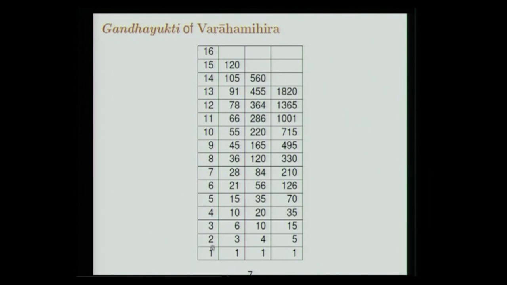So, 1 is 1, 1 plus 2 is 3, 1 plus 2 plus 3 is 6, 1 plus 2 plus 3 plus 4 is 10, 1 plus 2 plus 3 plus 4 plus 5 is 15, 1 plus 2 plus 3 plus 4 plus 5 plus 6 is 21. Obviously, you do not need to do it that way. You have already summed up to 5, this is 15. So, 15 plus 6 is 21, 21 plus 7 is 28, 28 plus 8 is 36.